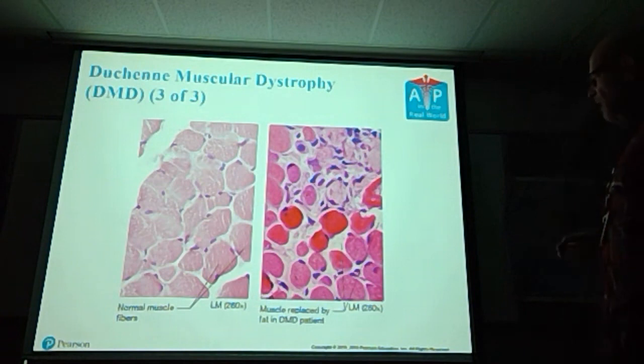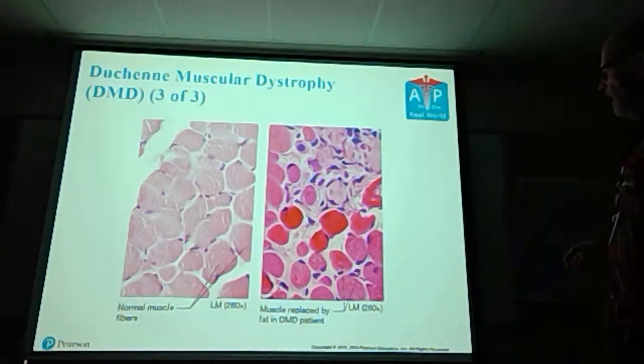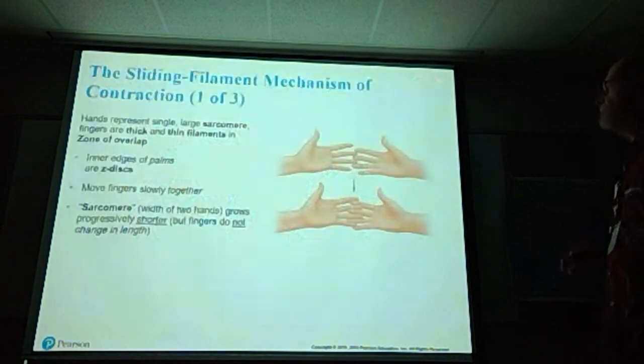Excuse me. These are showing normal muscle fibers. This is what a normal muscle fiber looks like. This is what the muscle fibers of someone with Duchenne muscular dystrophy would look like, both magnified 260 times. And you see the fat deposits all through here that are replacing the muscle tissue.